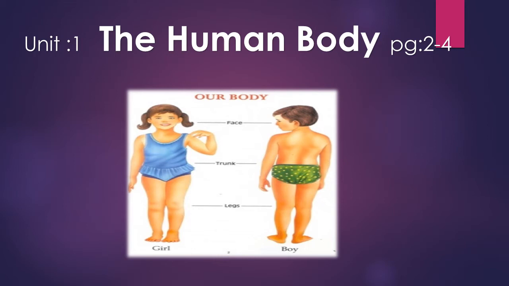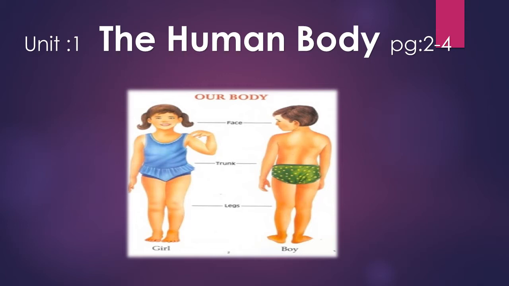We are going to start with unit number one, the human body. Page number two to four, we are going to cover today. So basically, today we are going to discuss the different parts of the body, how the human body is made. We are going to talk about cells, tissues, organs, and organ systems.